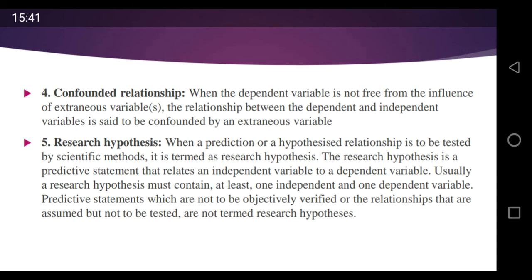Once you get the results for any problem, that can be tested with experimentation, or some scientific methods that we studied already in the experimental methods. The research hypothesis is a predictive statement that relates an independent variable to a dependent variable. Usually, a research hypothesis must contain at least one independent and one dependent variable. This hypothesis should always contain one dependent variable and one or more independent variables.